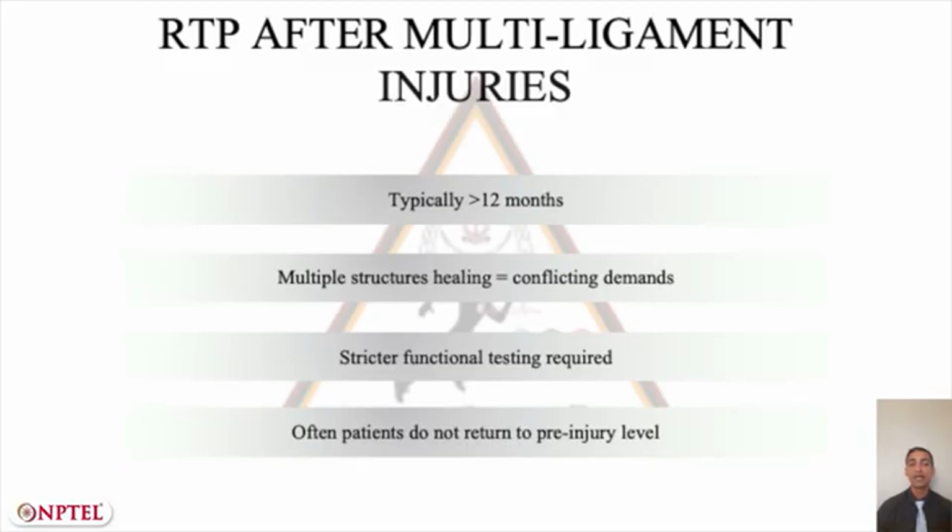Athletes require extensive functional and psychological assessment as well. Unfortunately, many fail to return to pre-injury competitive level in such cases. Evidence shows that only 20 to 25% of athletes are able to achieve their pre-injury level of performance once they make a successful return to sport.